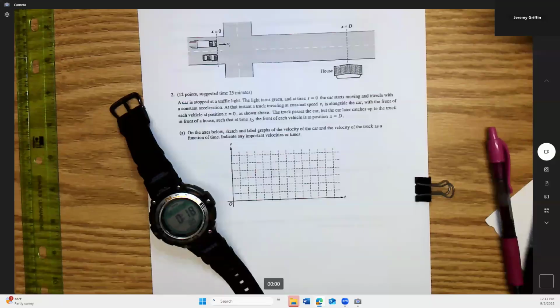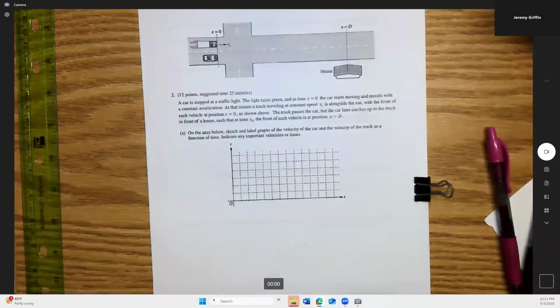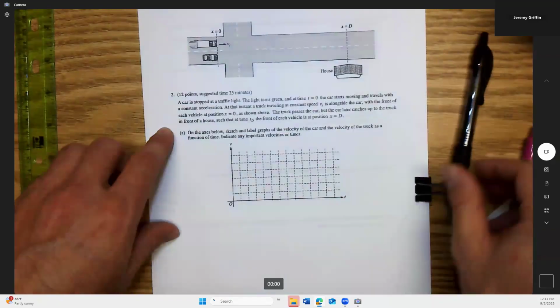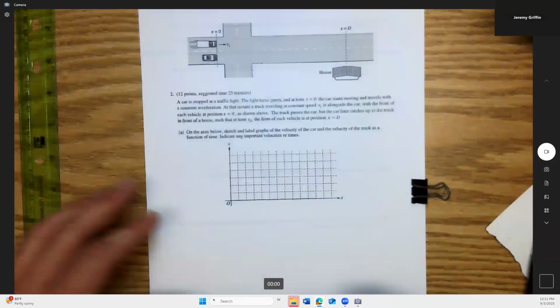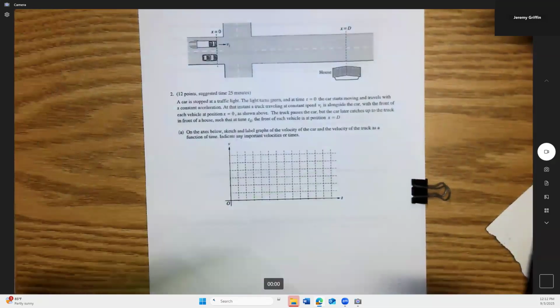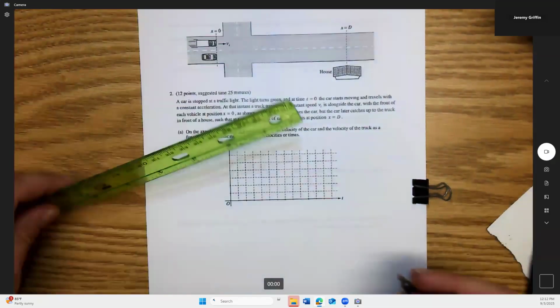All right, so back recording. A lot of you guys did really good on this. Okay, so let's go over this. So notice they give you a velocity versus time graph. They could have said position versus time. They could have said acceleration versus time. Those would look different.